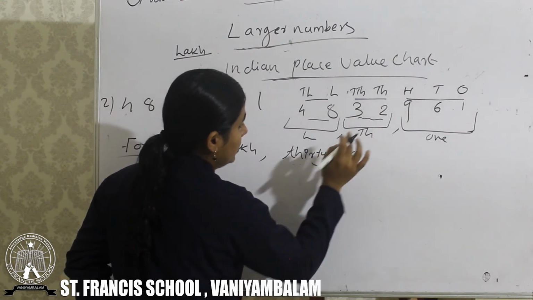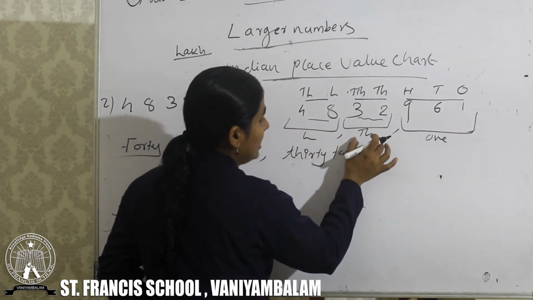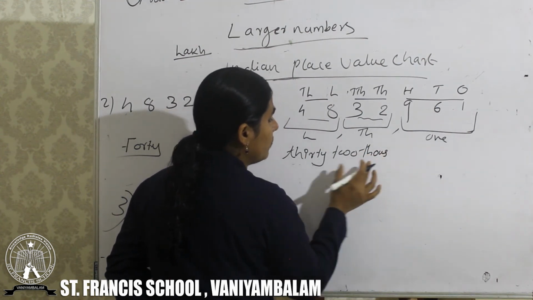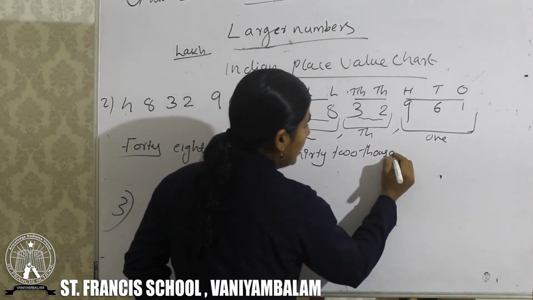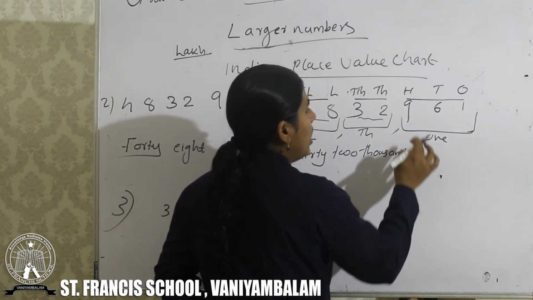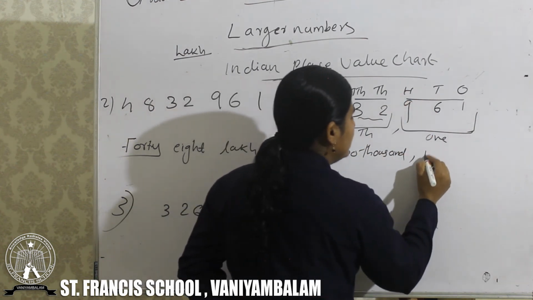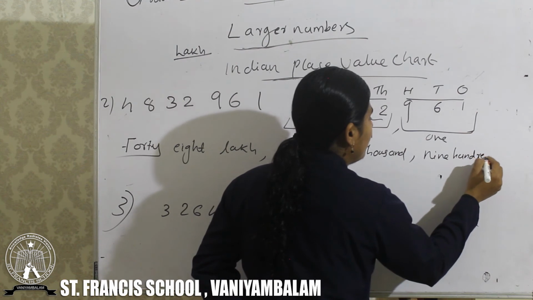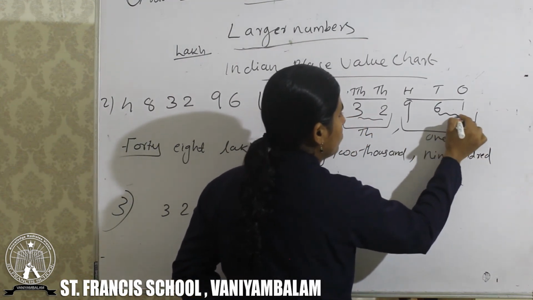Thirty-two. This 32 stands in which place? Thousands. Then together every time, with the place also, we want to write 32,000. Don't forget that. Okay, 32,000. Next we know the hundreds place. We have which number? 900. Then we know every time tens and ones we want to read together.